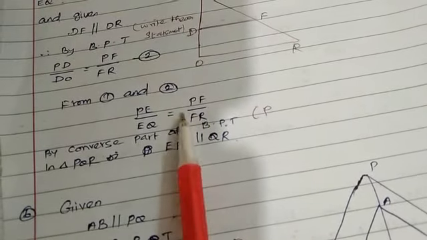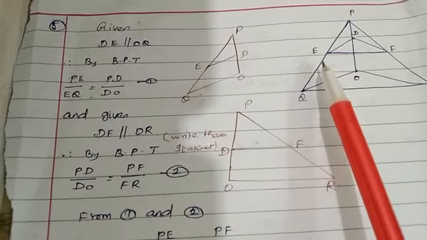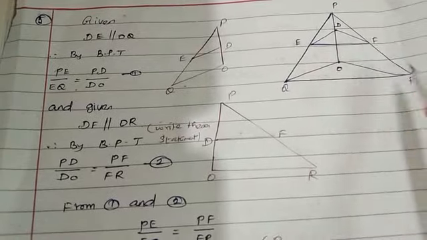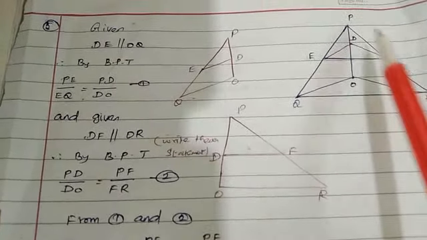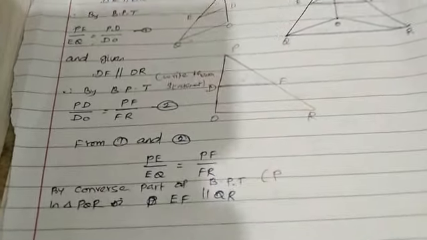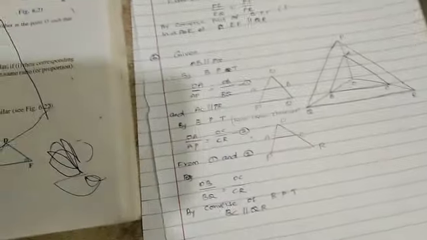So automatically, using this ratio, PE divided by EQ and PF divided by FR, in the triangle PQR, we can write that this line EF is parallel to QR. Okay, like that try to write. Okay, next problem.